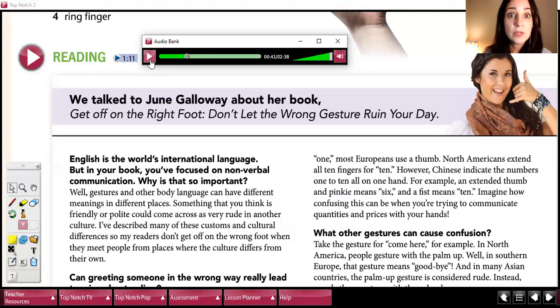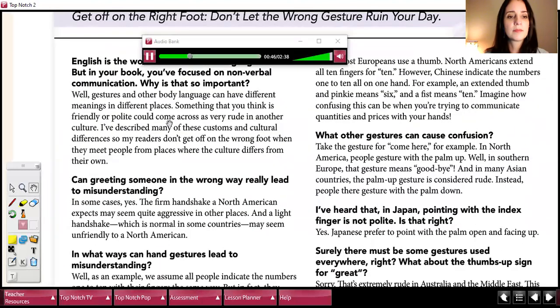All right, let's continue. Can greeting someone in the wrong way really lead to misunderstanding? In some cases, yes. The firm handshake a North American expects may seem quite aggressive in other places. And a light handshake, which is normal in some countries, may seem unfriendly to a North American.